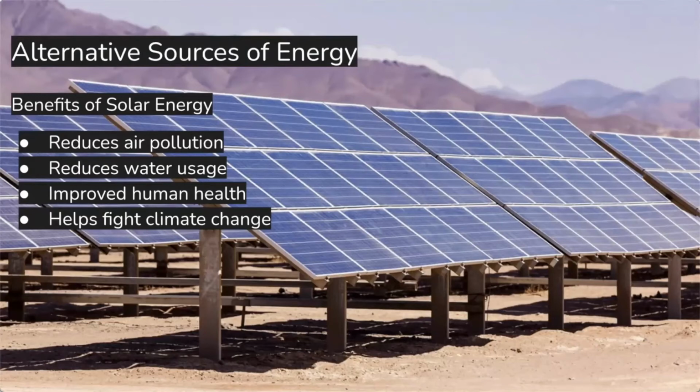It improves human health. Well, if you have less pollution in your air, in your water, in your food, your body is going to be healthier. And finally, it helps fight climate change. So we've been getting a lot of extreme weather, and there is a consensus among scientists that it is a direct product of human meddling or human activities, such as the burning of fossil fuels.